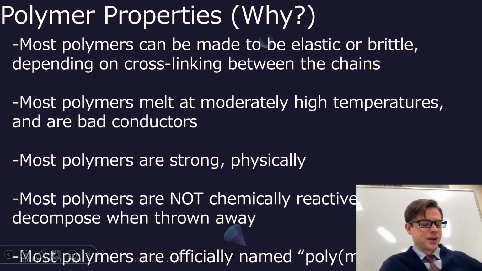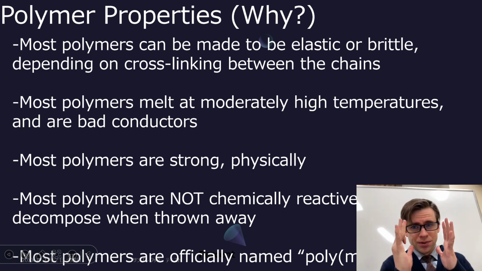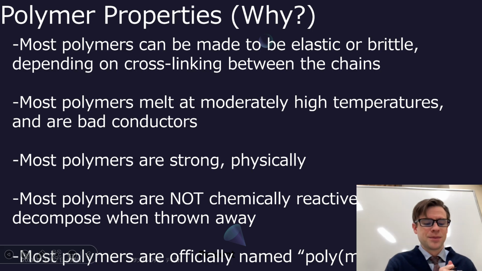So, polymer properties and why might they have them? So most polymers can be made to be elastic or brittle. We can kind of modify their malleability and elasticity and brittleness depending on cross-linking between chains. So cross-linking you can think of as having 2 long chains. Sometimes there's another chain of carbons in between them that will link them together. Sort of shorter chains, but links very long chains together.